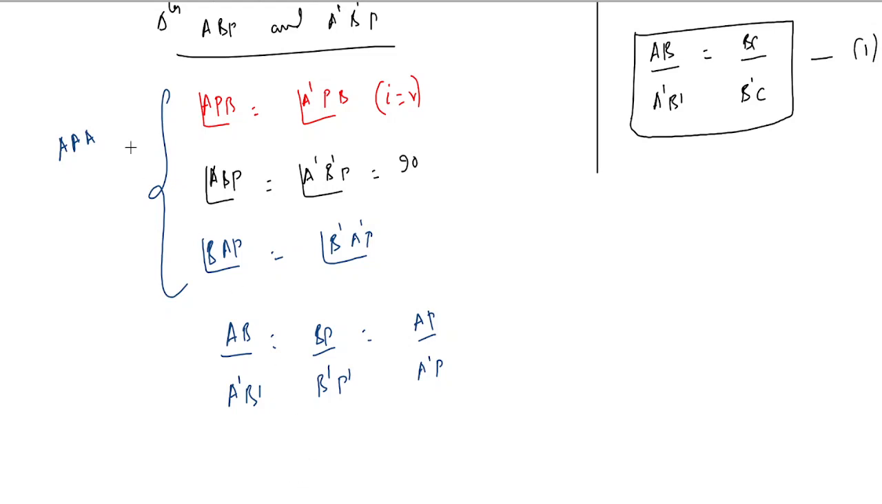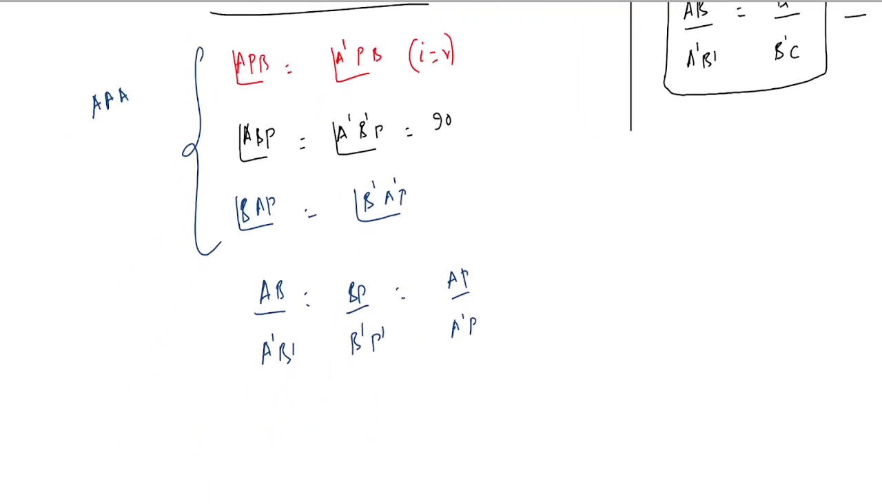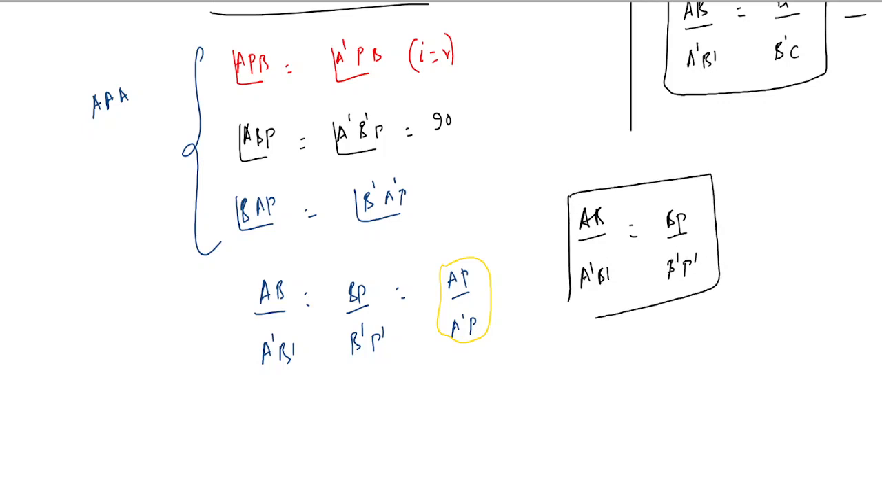Again, the thumb rule is we will drop the term with the hypotenuse. In the previous case, we dropped the term which was AC and then A'C'. In this case, we will drop this term which is the hypotenuse term. So what is left out is AB by A'B' is equal to BP by B'B'. We will call this as 2.